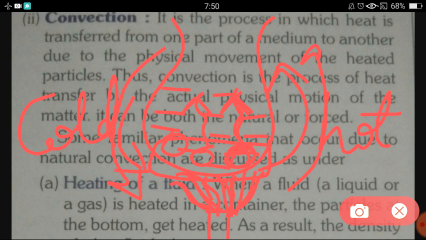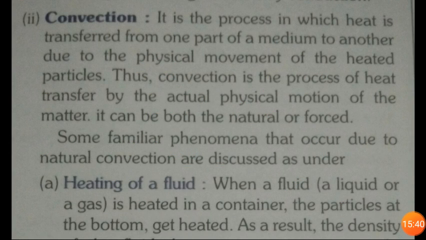Okay, so this is also a kind of transfer of heat, which happens because of the motion of the particles, the motion of the molecules. And this is called convection. So in conduction there was no physical or actual motion of molecules, but in the case of convection there is actual motion of molecules. Okay, so let's read the definition now.